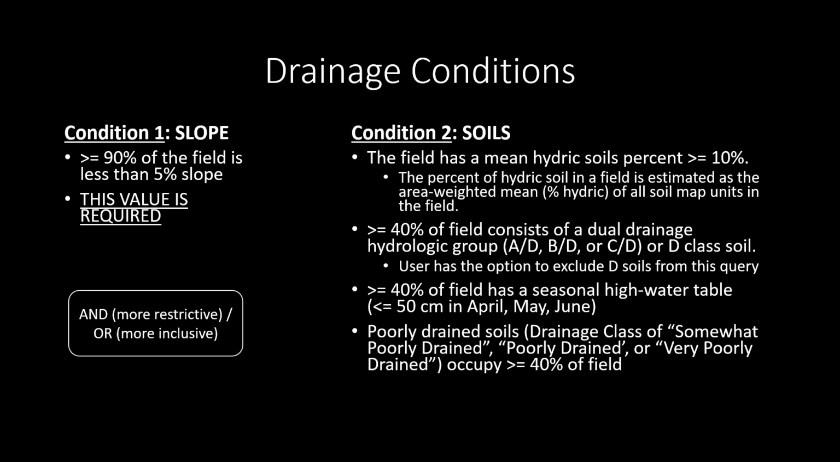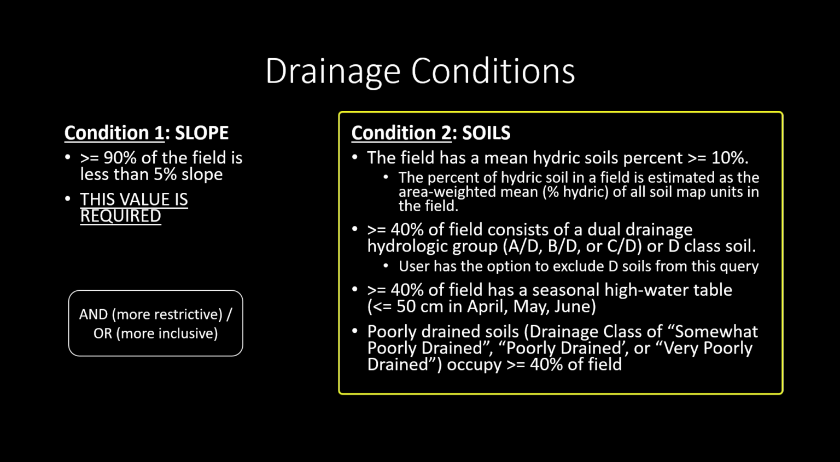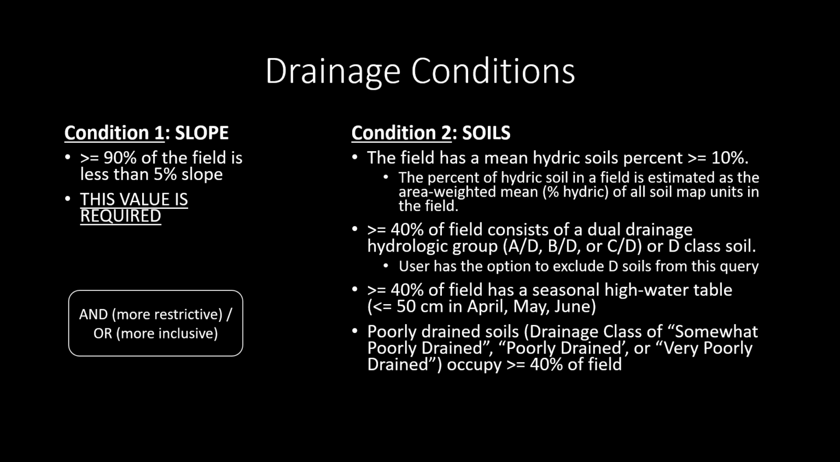Let's take a closer look at the conditions that can be chosen for this tool. The first one deals with slope and states that at least 90% of the field is less than 5% slope. This value is going to be required and cannot be changed. The second condition deals with the soils. The user has to select one of four options.